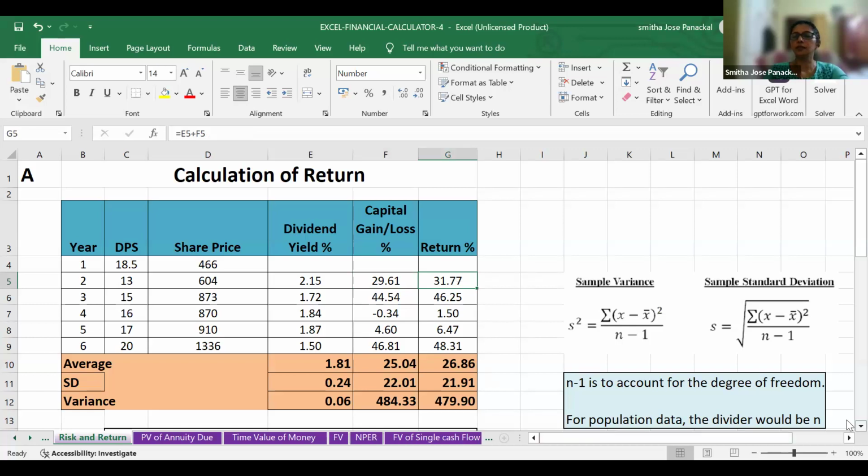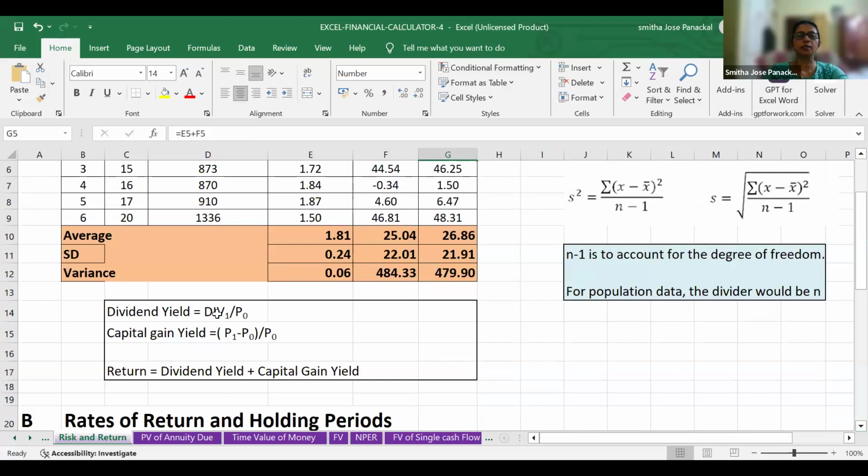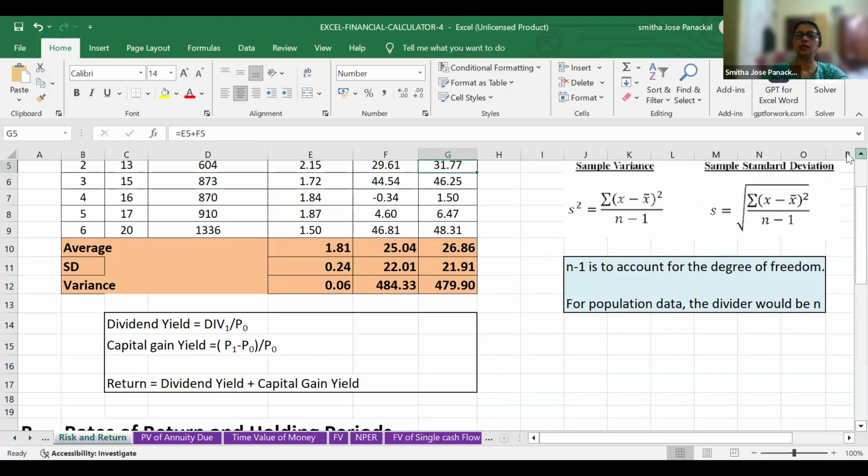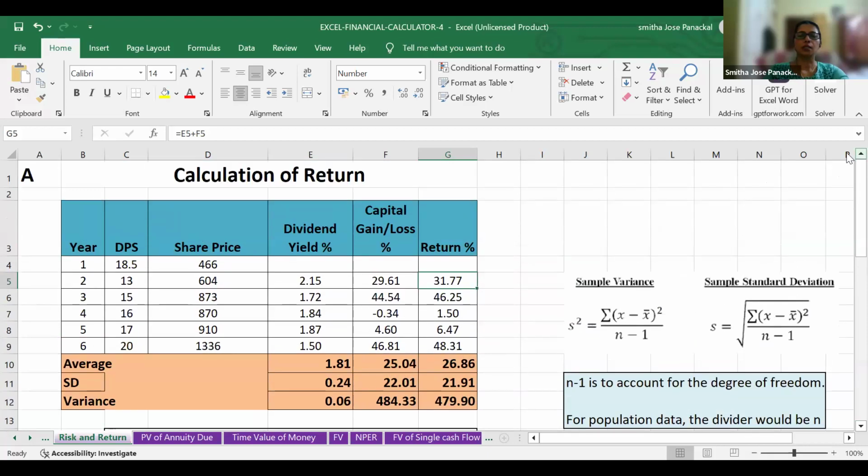I hope this is clear. I'll show you the formula once more. Dividend yield means dividend divided by P0. Capital gain means P1 minus P0 by P0. Total return is the sum of dividend yield and capital gain yield. This is how we usually measure the return of a share.